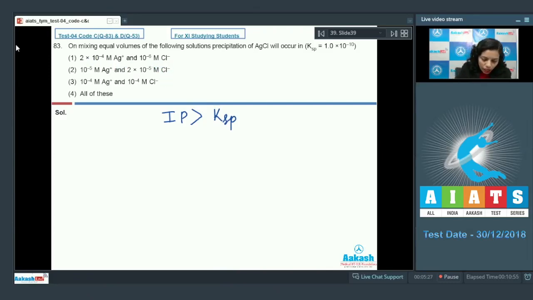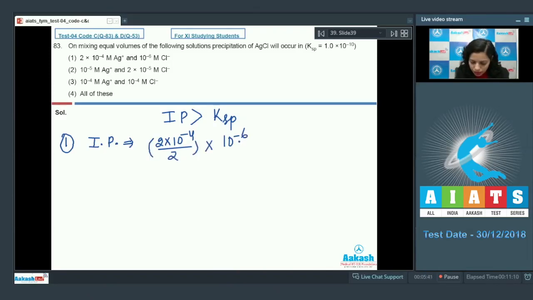Let's find out the ionic product for the first case. The ionic product here would be 2 into 10 to the power minus 4 into 10 to the power minus 6 divided by 2. So this would be the ionic product, and if you solve this, you will find that the value is 0.5 into 10 to the power minus 10. This is the ionic product.